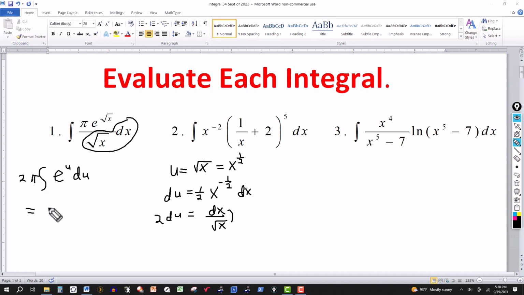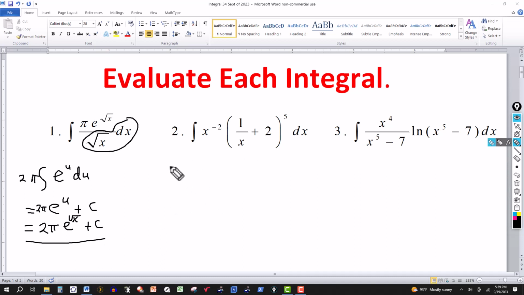e to the u, the antiderivative, or the integral of that, is e to the u with respect to u. And then, of course, the constant comes along for the ride. This is 2 pi e to the u plus the constant of integration. And then we go back to the original variable, x. It will be 2 pi e to the square root of x plus the constant of integration. And this is your final answer for that one.